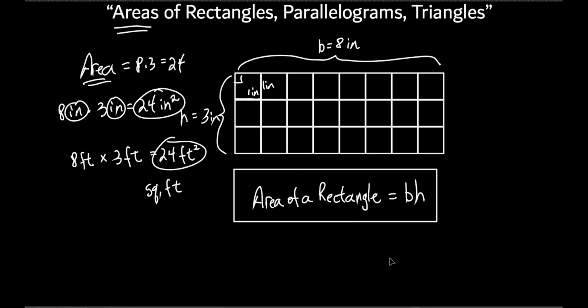What has to be true about the base and the height, though? They've got to be perpendicular to each other. That's really important. On a rectangle, it's kind of a given, isn't it? Because you know in a rectangle it's already perpendicular. But what about a parallelogram? All right, the height has to be perpendicular to the base. A triangle, the height has to be perpendicular to the base.